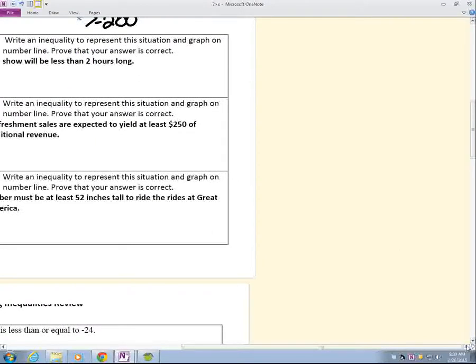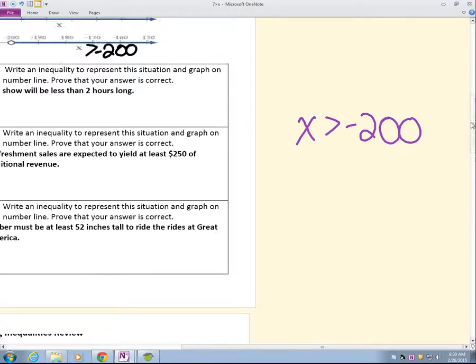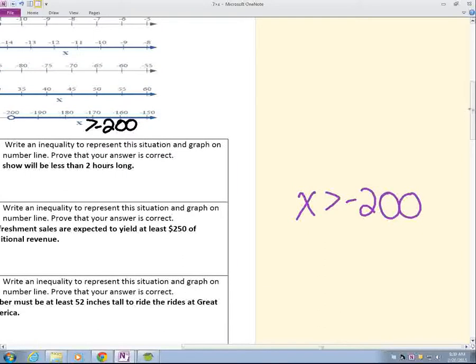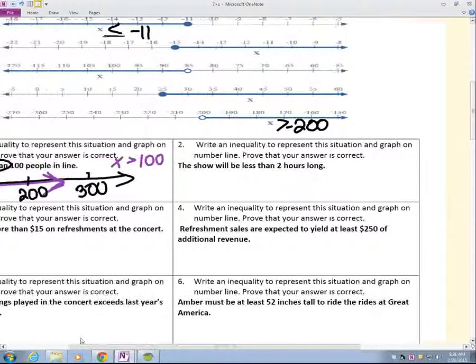Okay. So with that one, when you have x, what is it for number 5? X is greater than -200, right? Which is going to be right here. We're just doing this and this, right? No, you're doing the whole thing. Oh, the whole thing. Yeah.